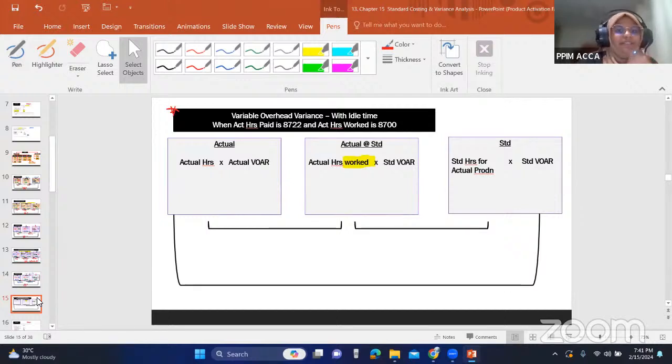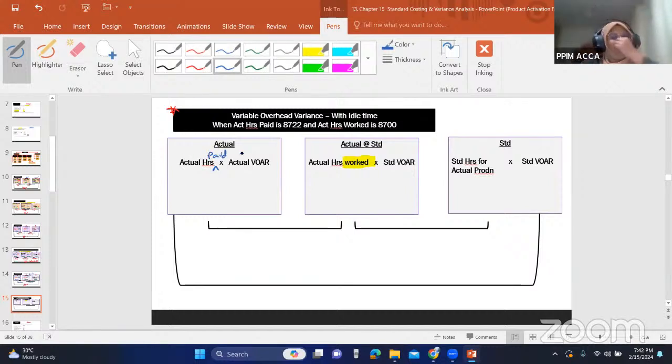Okay, so this is how you will do the variable overhead variance when there is idle time. So it says here, when actual hours paid is 8,722 labor hours and the actual hours worked is 8,700, how will you go about the calculation? Okay, it's a small thing I have to add here. This is actual hours paid.